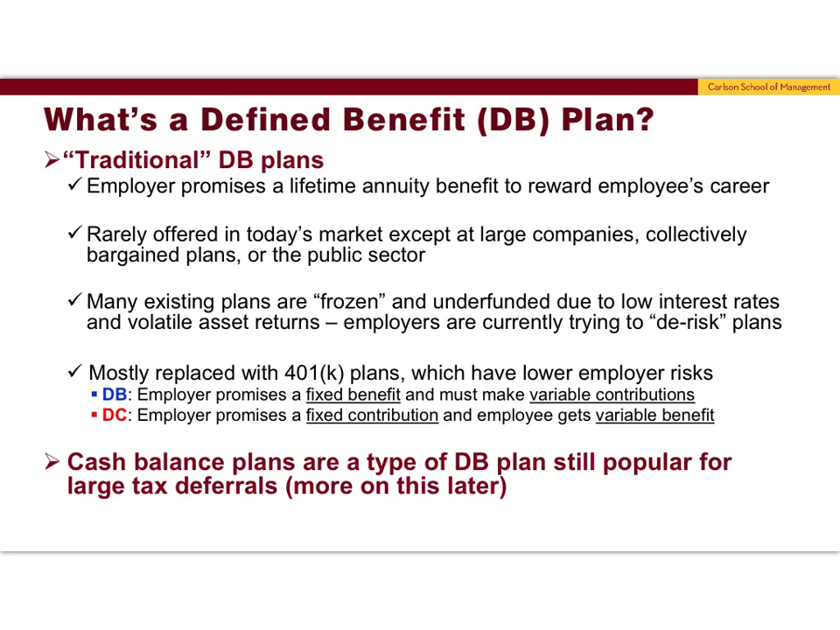Traditional DB plans have mostly been replaced by 401k plans, which usually have lower employer risks. For example, in a 401k plan, the employees bear all of the investment risk, whereas the employer is responsible for investments in a DB plan. I like to think of it this way. In a DB plan, the employer promises a fixed benefit and must make variable contributions to fund that benefit. In a DC plan, the employer promises a fixed contribution, and the employees get a variable benefit.